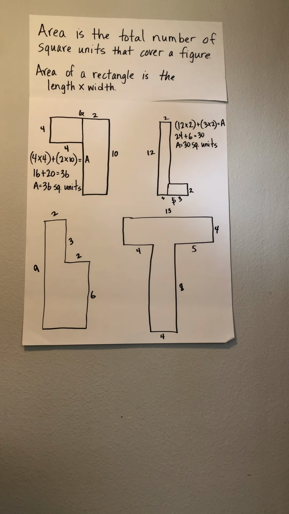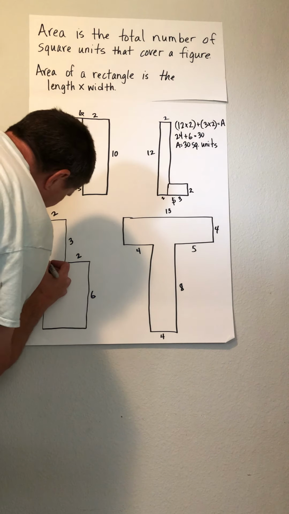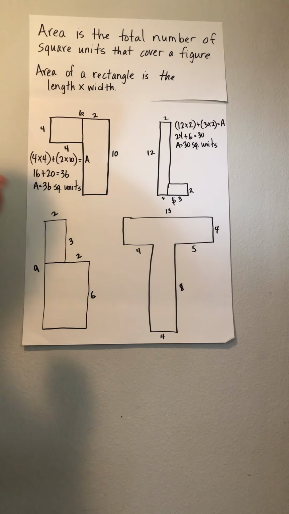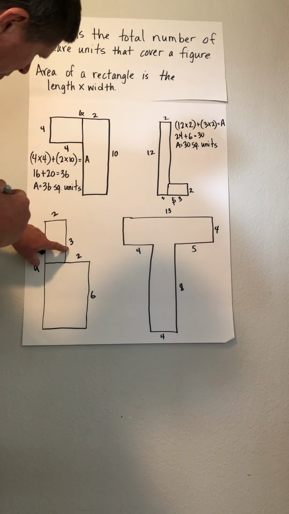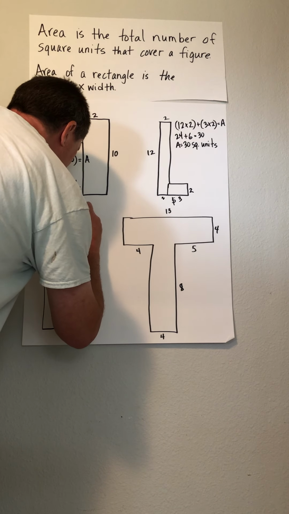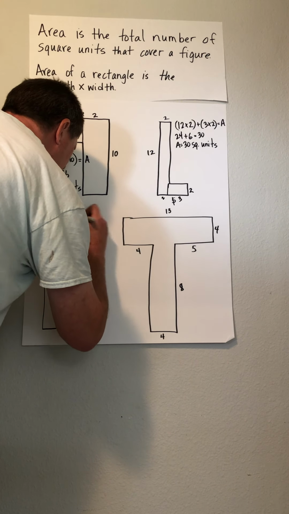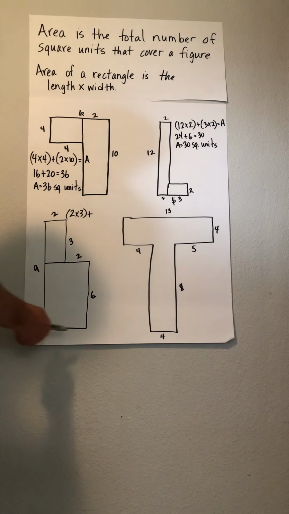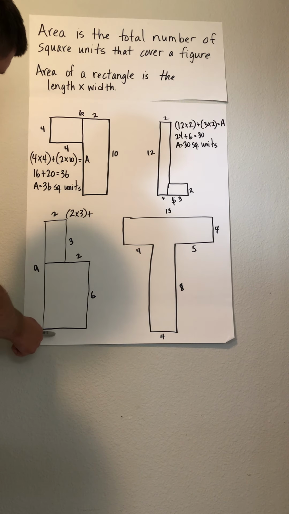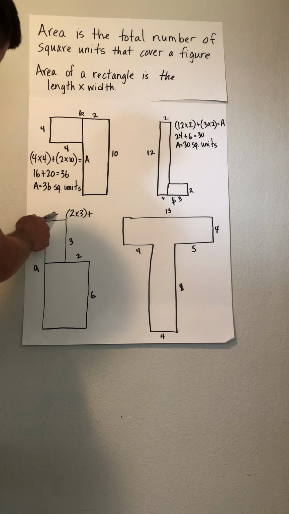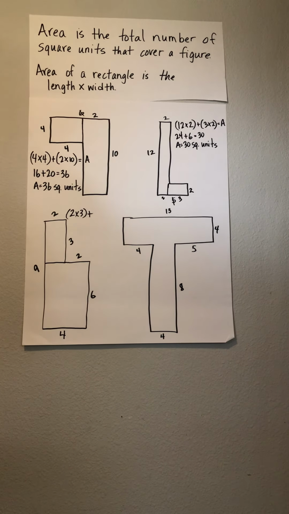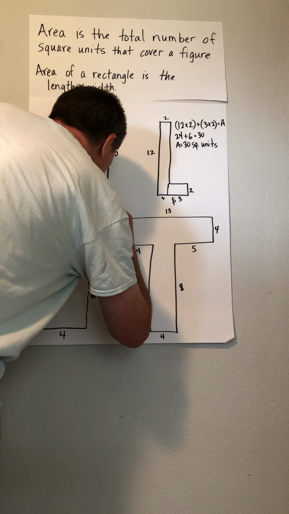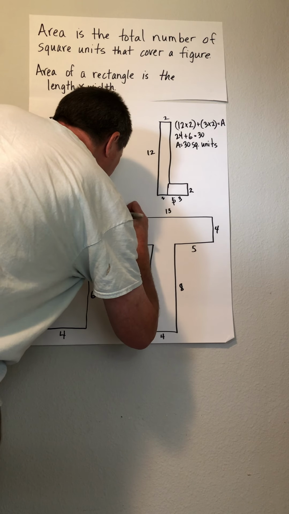Okay? Now, I'm going to chop it right here. Okay? Now, I know that this is 2 by 3. But I don't know how long this side is. But I know that this is 2, and this is 2. So this is 4. So it's 4 by 6. And that equals the area.